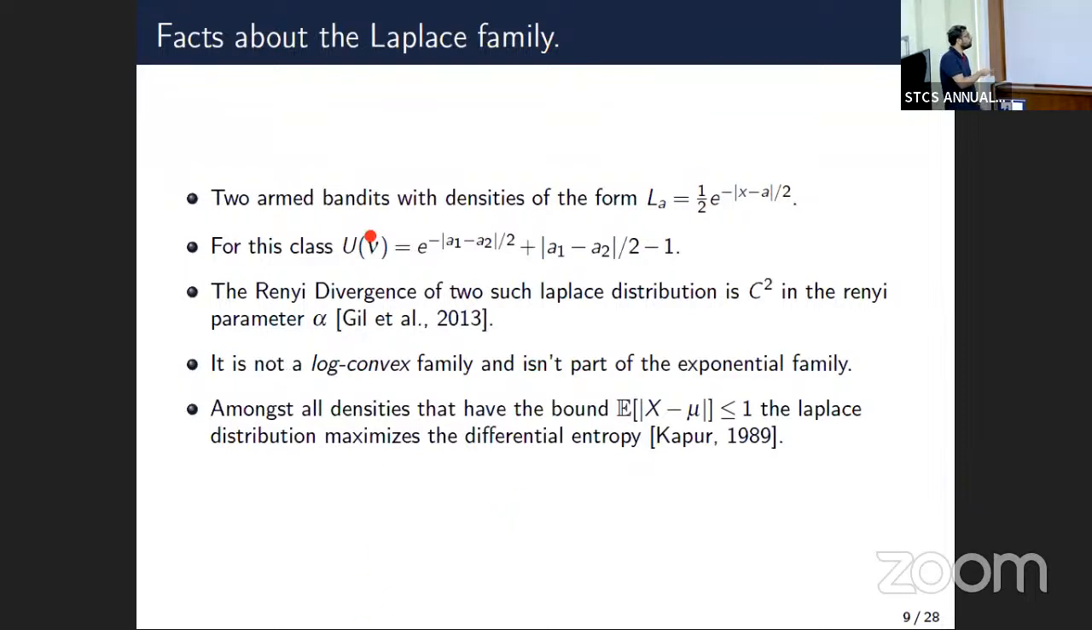Basically, the basic assumption is that the Renyi divergence has to be twice continuously differentiable. Some of the salient properties of the Laplace family which allow this contradiction to work is that the Laplace family is not log convex. So if you take the log of the densities, they do not form a convex family. It's also not part of the exponential family because you're varying the location parameter. And another interesting point of the Laplace family is that if you consider all densities such that the mean absolute deviation is upper bounded by 1, then it turns out that the Laplace distribution is the one which maximizes the differential entropy. So we will use all these facts to arrive at showing the tightness of the upper bound.